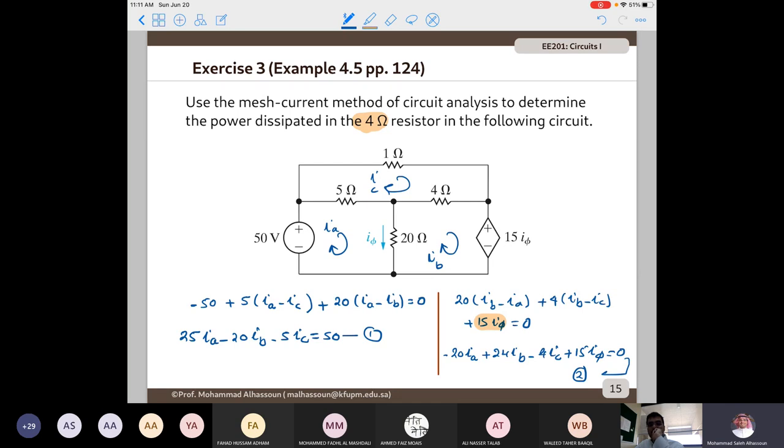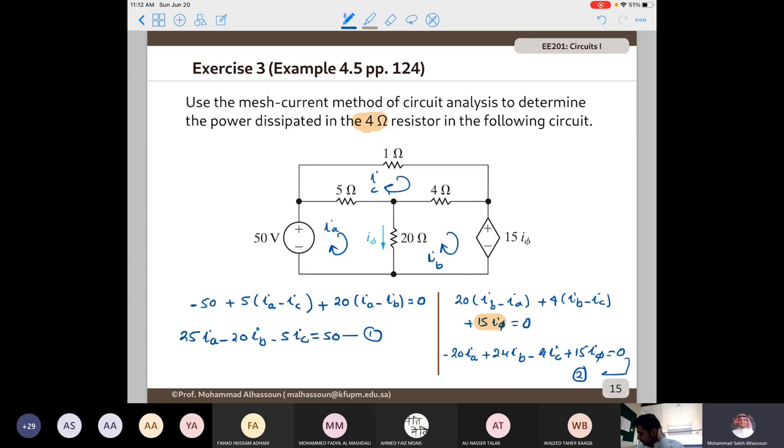How to calculate? Equal VI. You don't know the voltage. Okay.